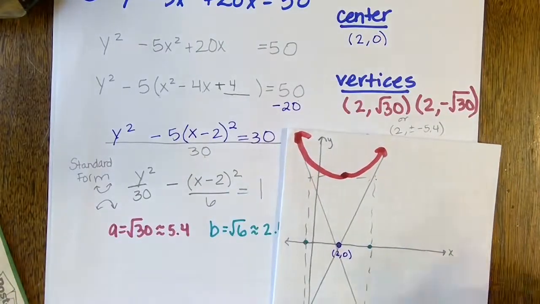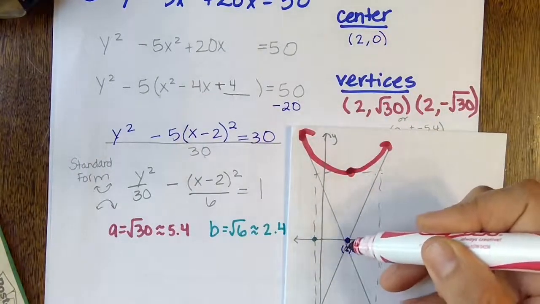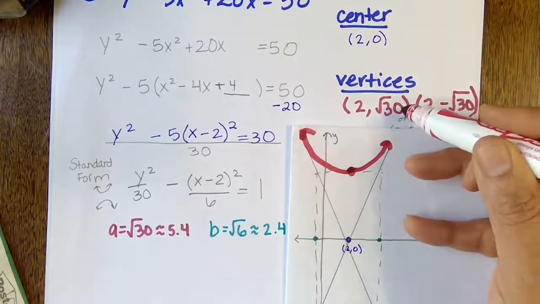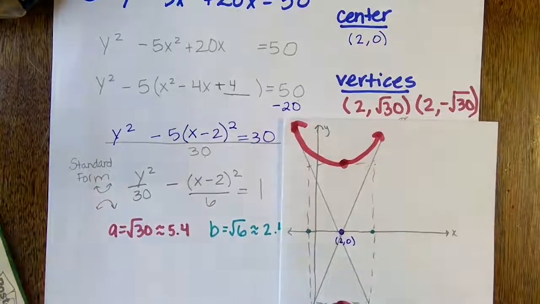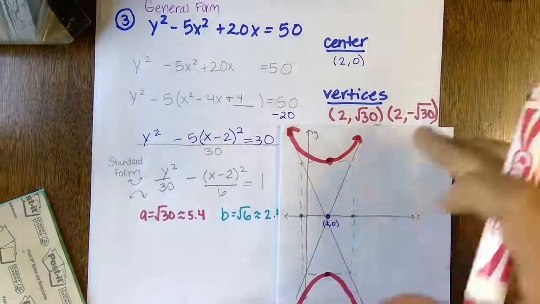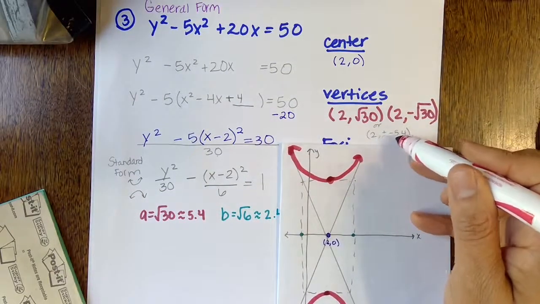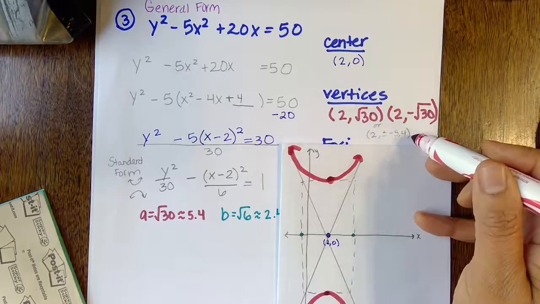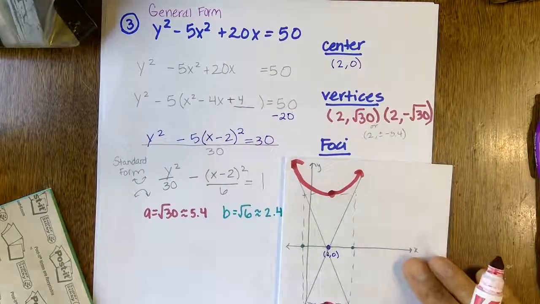So there's your graph. Our vertices, we know these are our vertices. It's over 2 up a distance of square root of 30, over 2 down a distance of square root of 30. Or you could have said, wait, square root of 30 is about 5.4, so it's 2 comma plus or minus 5.4. All right, so we have that information. The next part we're going to do is finding our foci.